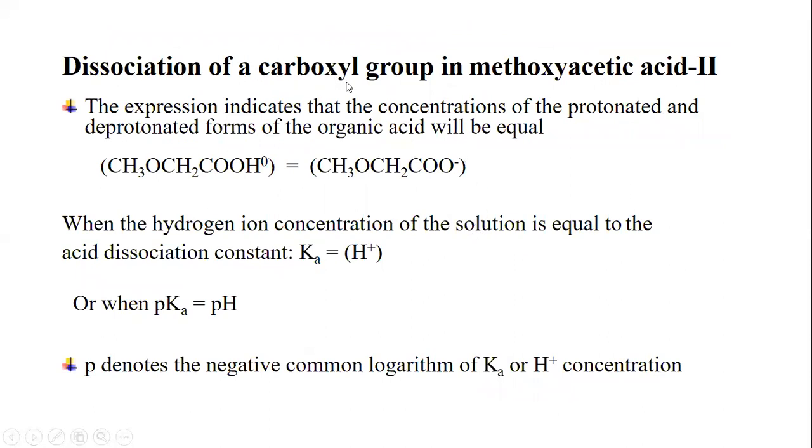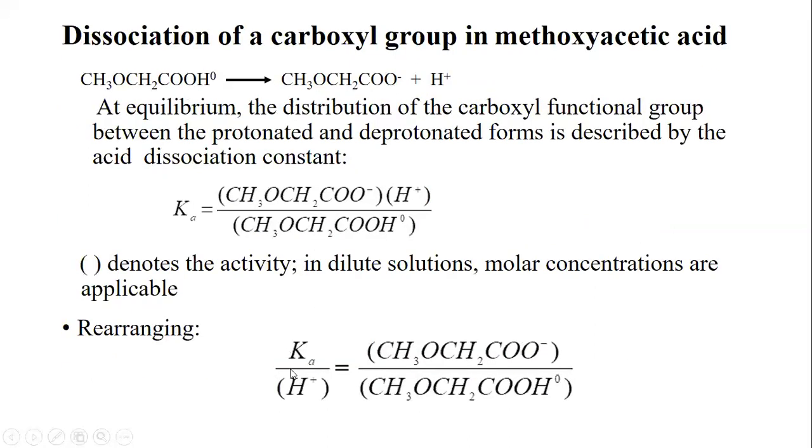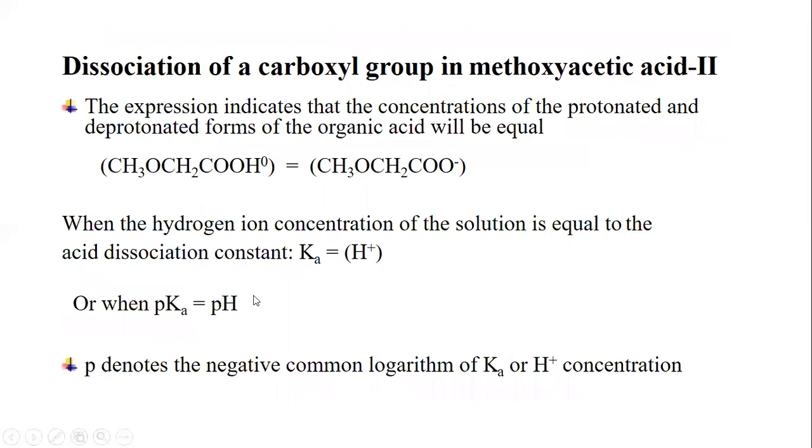Okay, so dissociation of a carboxyl group, again, the expression indicates that the concentrations of the protonated and deprotonated forms of the organic acid will be equal. This will equal this when the hydrogen ion concentration of the solution is equal to the acid dissociation constant. If we go back, remember this ratio. If this equals this, that means this equals this. So when Ka equals hydrogen, the concentration of these two will be equal. So when the hydrogen ion concentration of the solution is equal to the acid dissociation constant, Ka equals hydrogen ion concentration or activity, or when pKa equals pH.